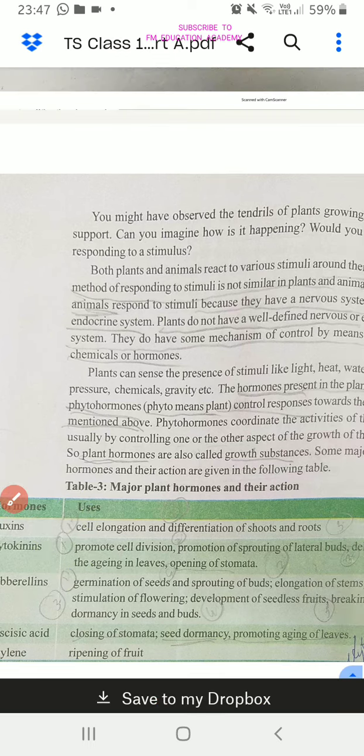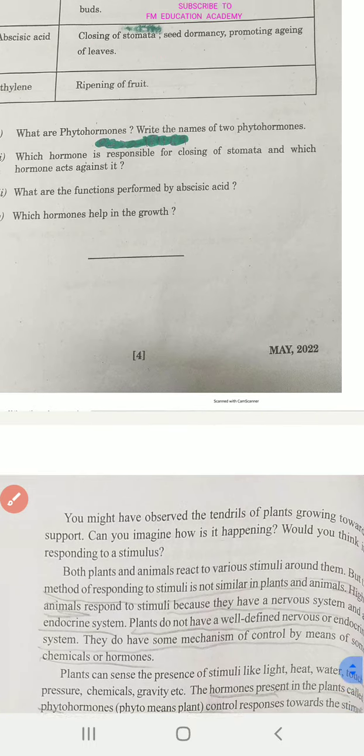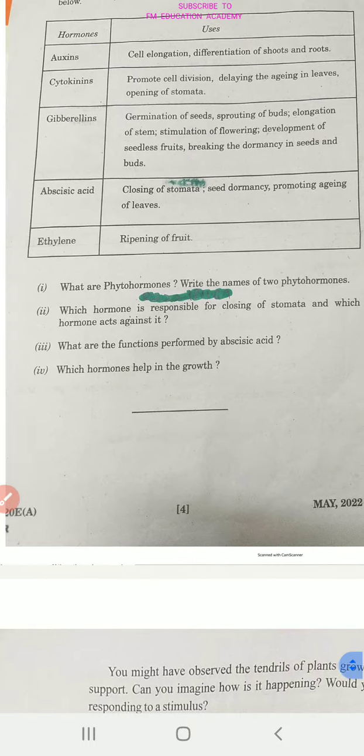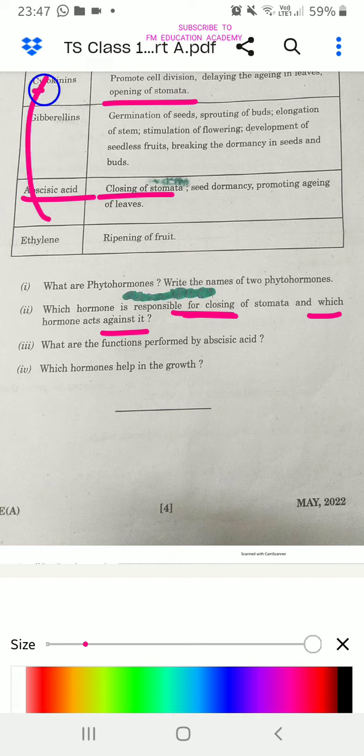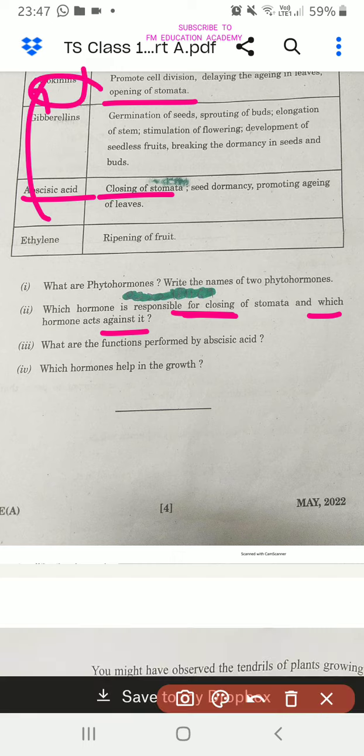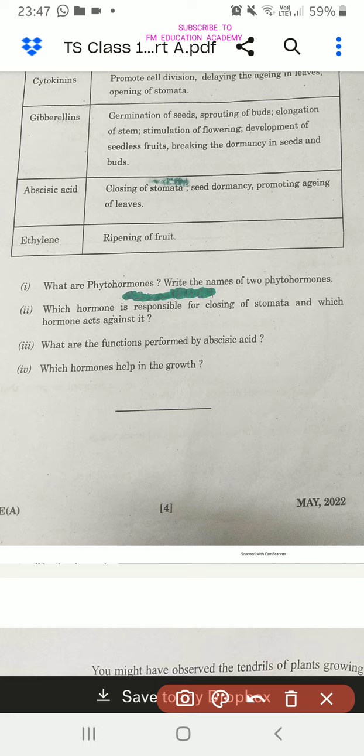Okay, next bit is second bit, which hormone is responsible for closing of stomata and which hormone acts against it. So from the table we can get the information for this answer. You can see here the hormone responsible for closing of stomata is abscisic acid. So you should write abscisic acid for this. Then it is also asking which hormone acts against it. So here it is written, closing of stomata, opposite is opening of stomata. So which hormone is acting against abscisic acid? Cytokinin. So what you could have written, the hormone which acts against abscisic acid is cytokinins. Okay, these 2 are there in the second bit.